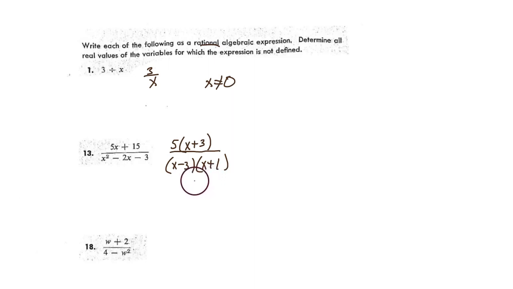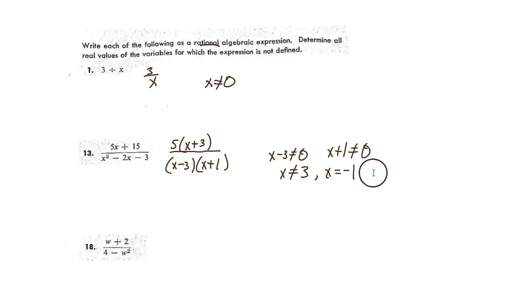Remember that when there are variables in the denominator, we can't get 0. So the x minus 3 cannot turn out to be 0, and the x plus 1 cannot be 0. Now solve both of these. We get x is not 3, and x is not negative 1. Those are our restricted values for x.